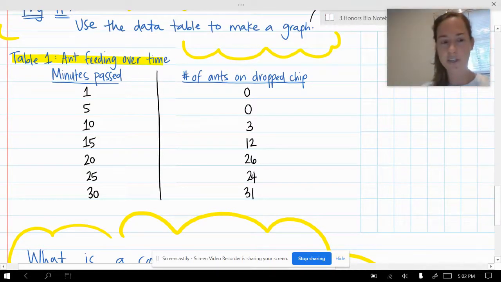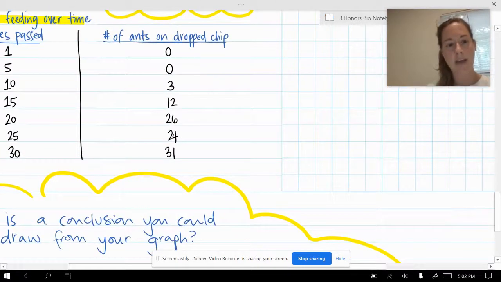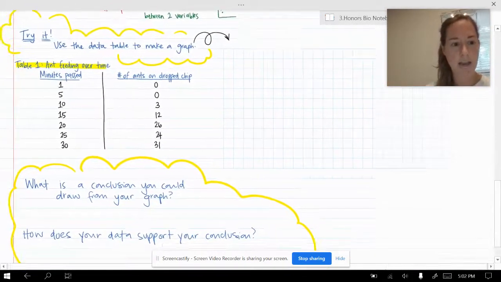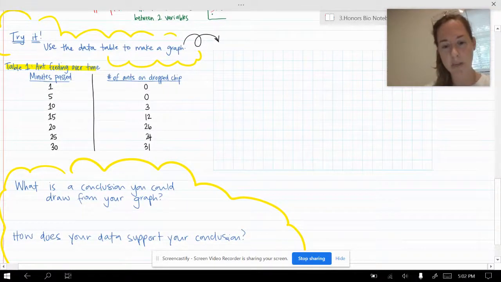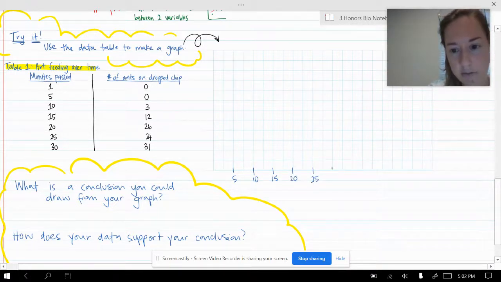Because the graph is related to time passing in minutes, I'm going to use a line graph. Hopefully you used a line graph too. And I'm going to label my axis down at the bottom by counting by 5s because that's what happened in the chart. So I'm going to do every 2 squares. If you did every 1 square, that's also fine. 10, 15, 20, 25, 30.